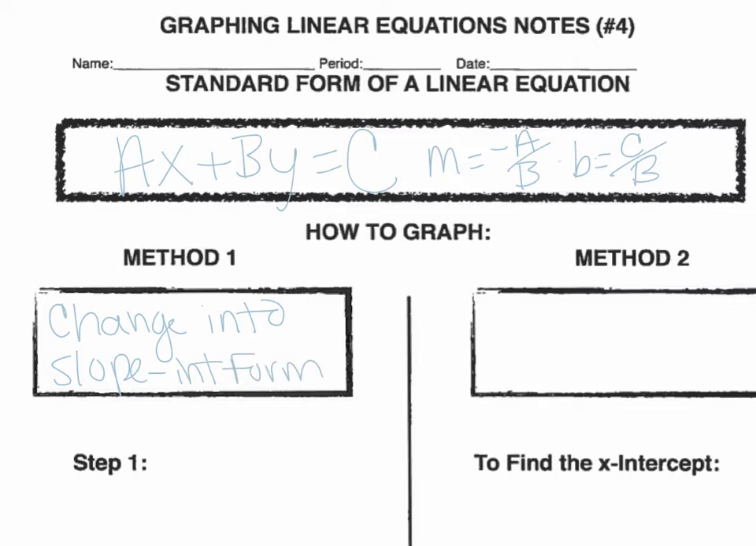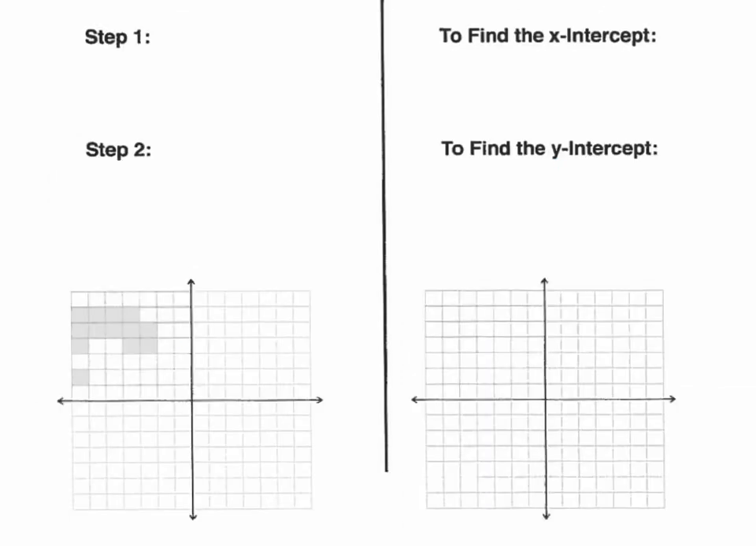The second method is going to be to find the x and y intercept. So let's take one equation and we're going to solve it both ways. Our equation that we're going to work with here is negative 2x plus 5y is equal to 10. This is number 1 on the second side of your worksheet.